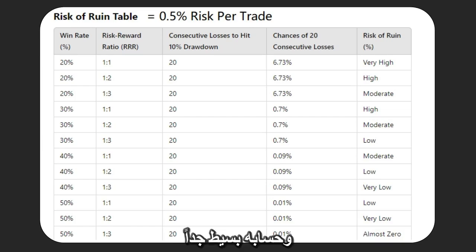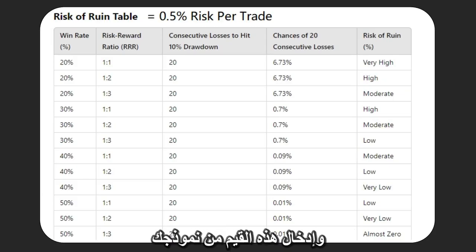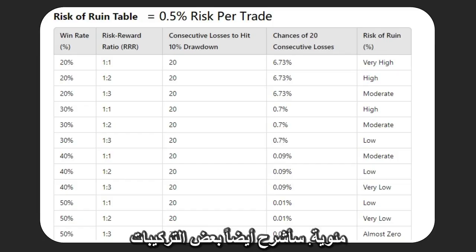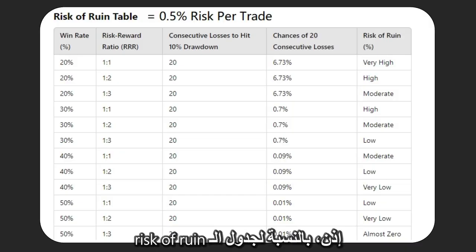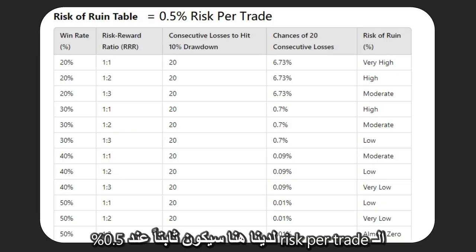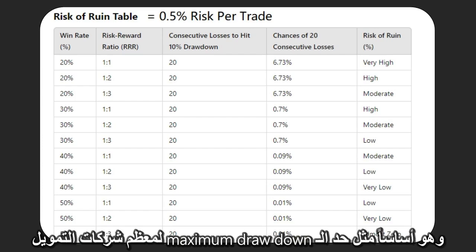Now it's pretty simple to calculate. You just have to go to a risk of ruin calculator website and put in these values from your model, right? And then you'll get a percentage value. I'll also explain a few combinations here so that you have an idea about it. So for the risk of ruin table, our risk per trade is going to be a constant 0.5%, and our maximum drawdown here is 10%, which is basically the maximum drawdown limit for most platforms, right?